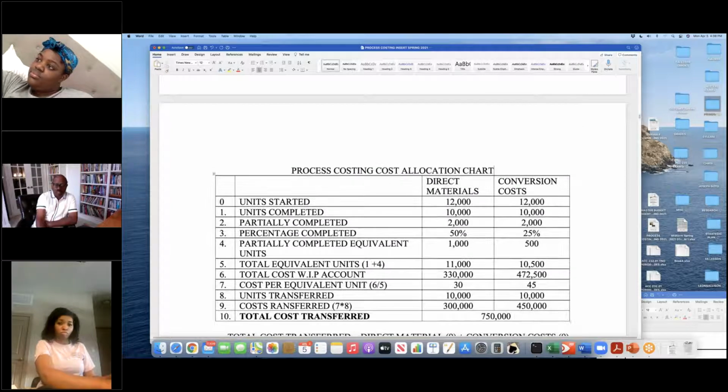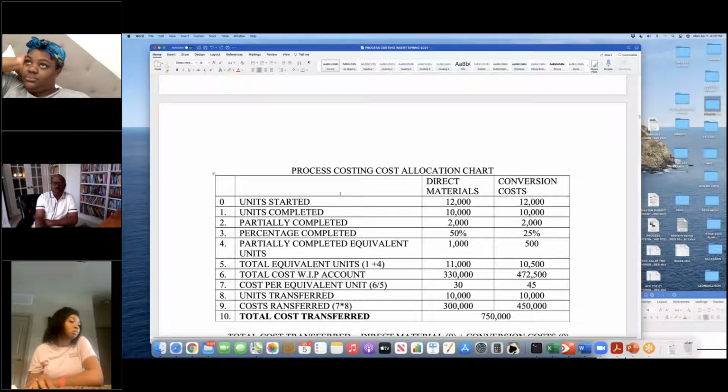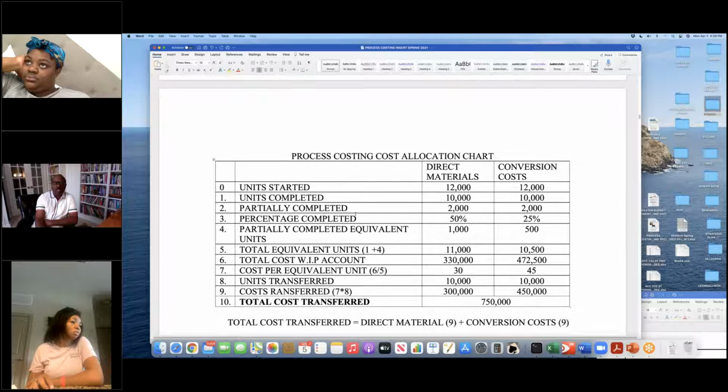So I just put that name on. We just use this chart, and I expect you to use this chart when you have your problem. I want you all to use Excel. I have this in Word, but when you work your homework problem, you're going to use Excel.